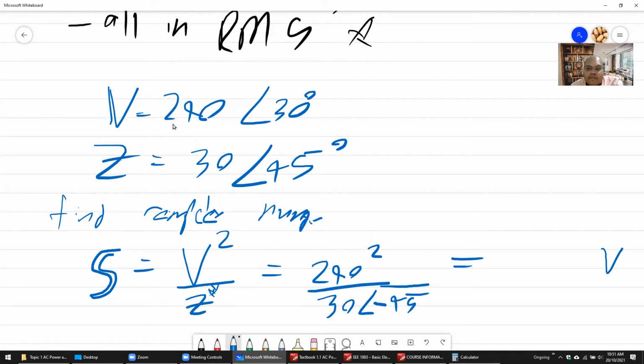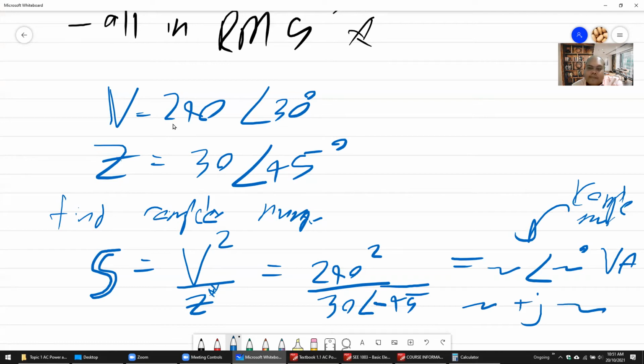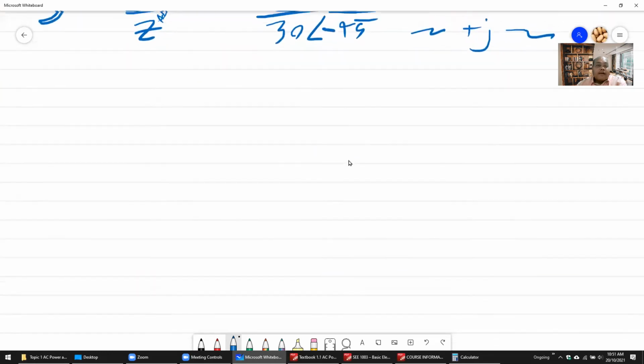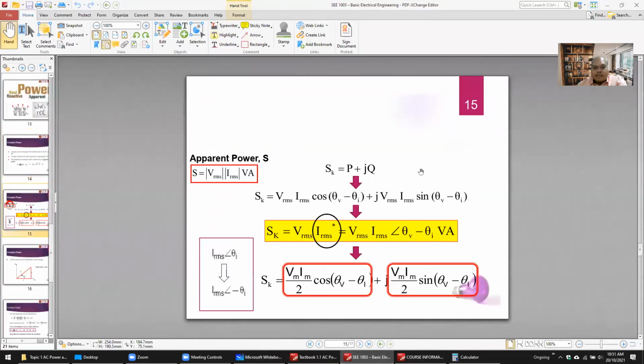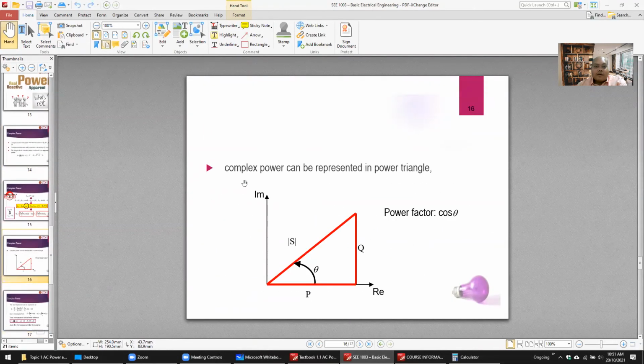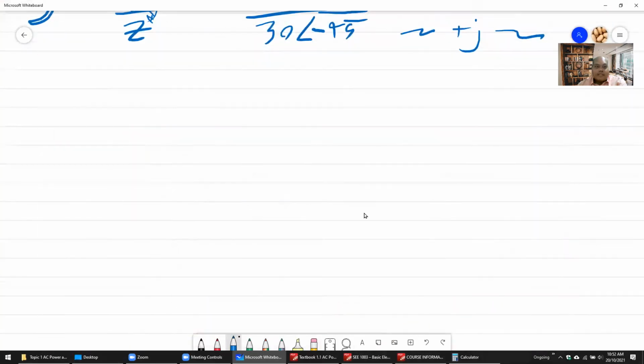Okay, so use the calculator. Your answer will be in VA, and the answer will be a complex number. For complex number, I suggest you put the polar form, the angle one, and also the rectangular form with the J. I suggest you put both because both have meaning. So you already understand the complex number now. Now I'll show you the complex power represented in the power triangle.